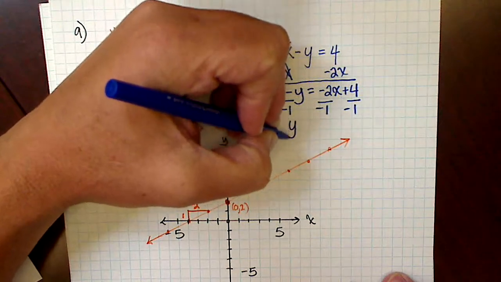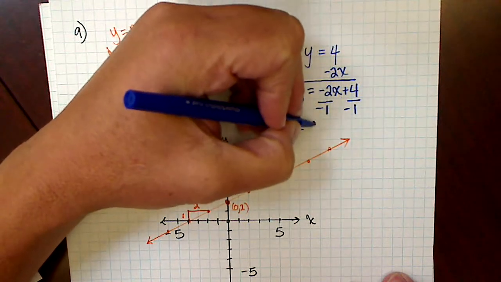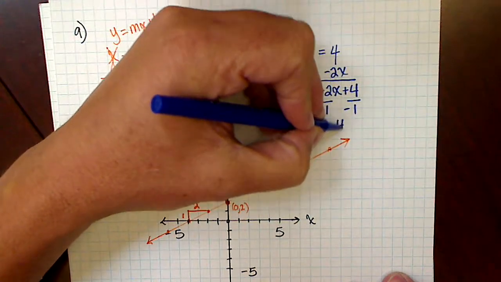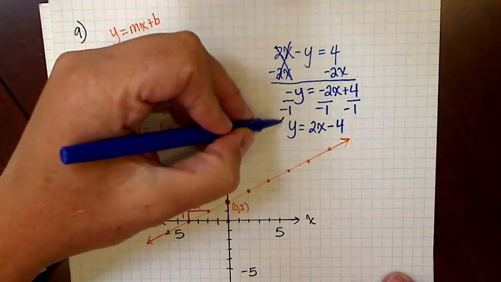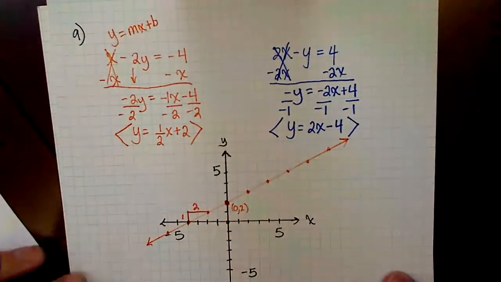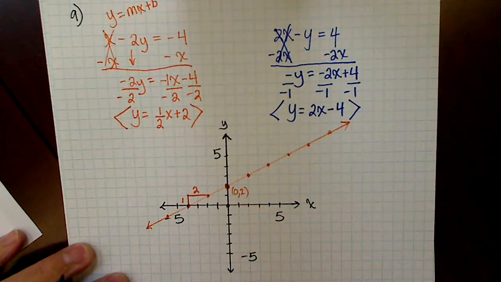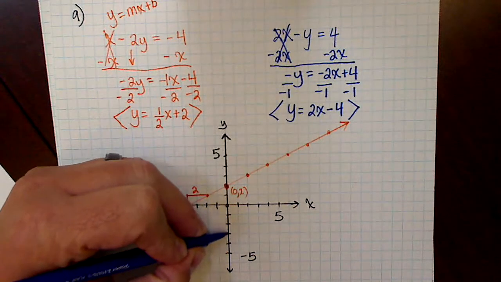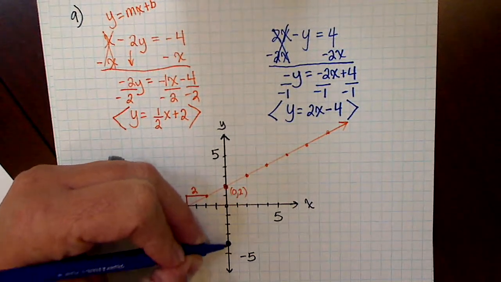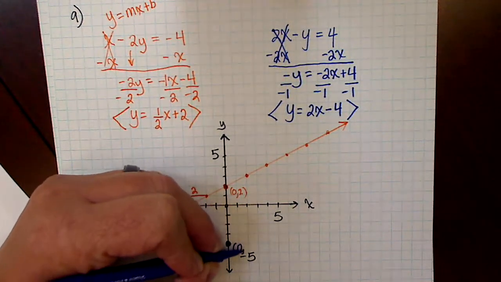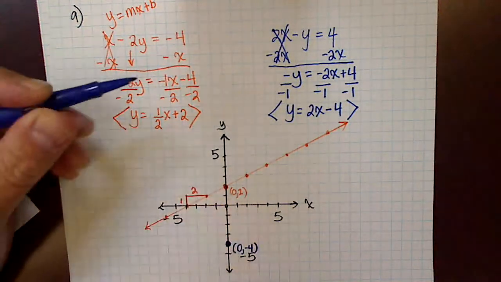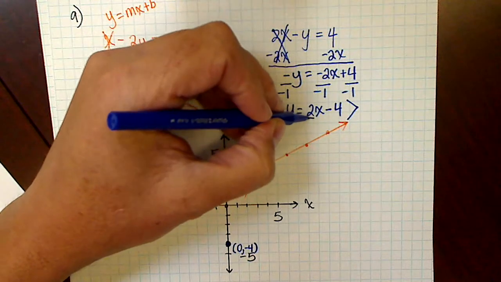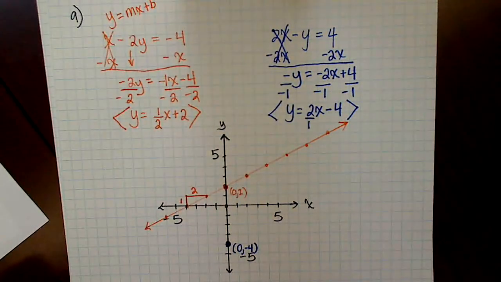So that isolates this into y equals 2x minus 4. Now I've got this equation that I can graph in the same fashion. Go to negative 4, 1, 2, 3, 4. Put my starting point or my y-intercept, 0, negative 4. And then the slope is 2. Now this is a whole number, so remember it's over the denominator of 1.